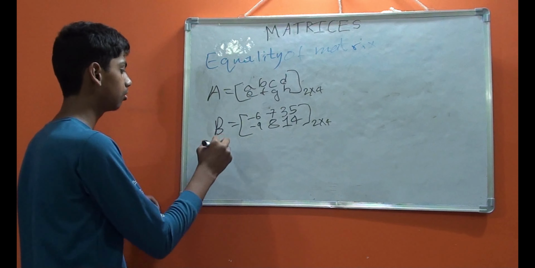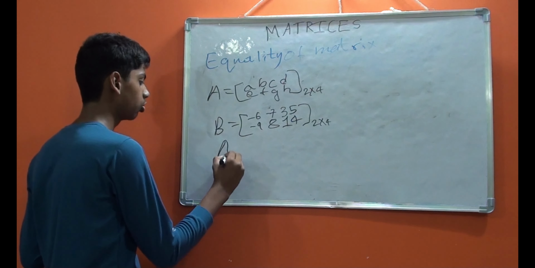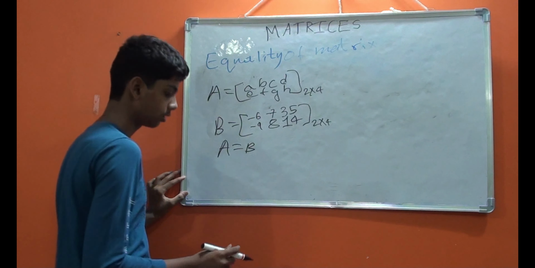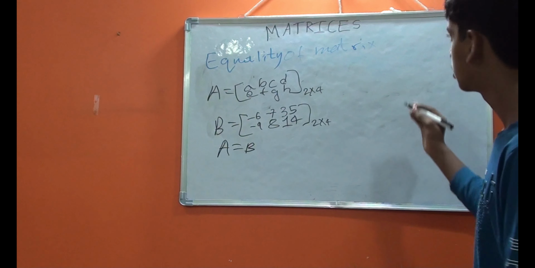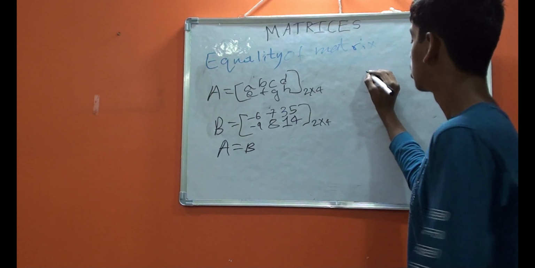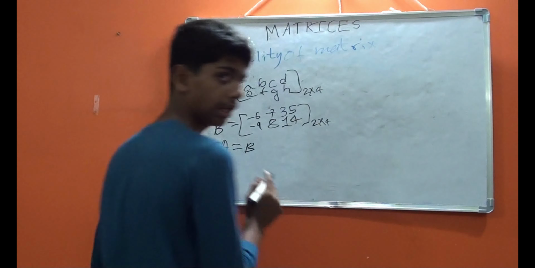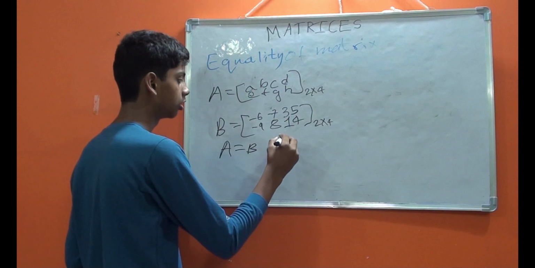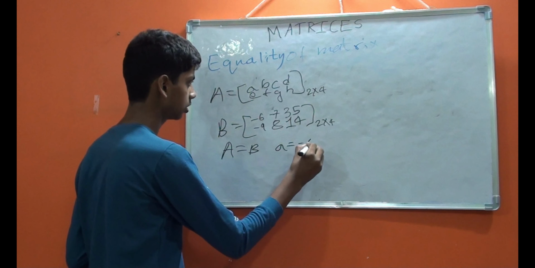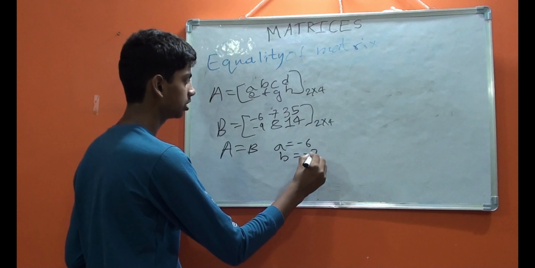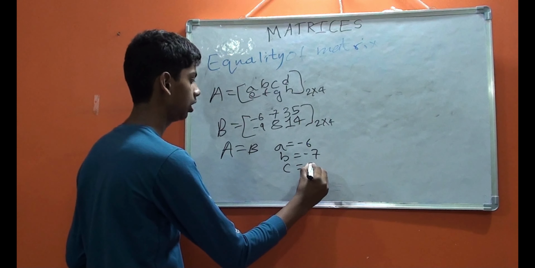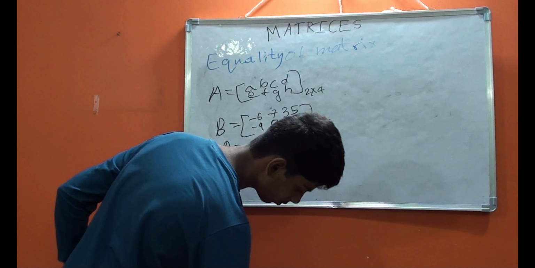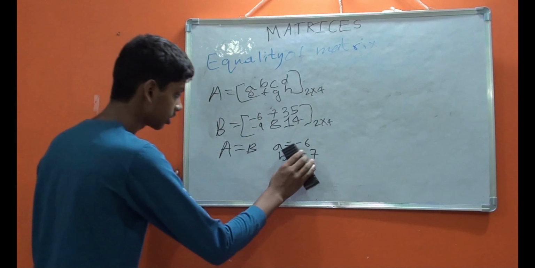So they might ask you to equate both of these matrices, A equals B. So here the first element of matrix A equals the first element of matrix B. So here a equals -6, b equals -7, c equals 3, d equals 5 and so on. So this is the equality of matrices.